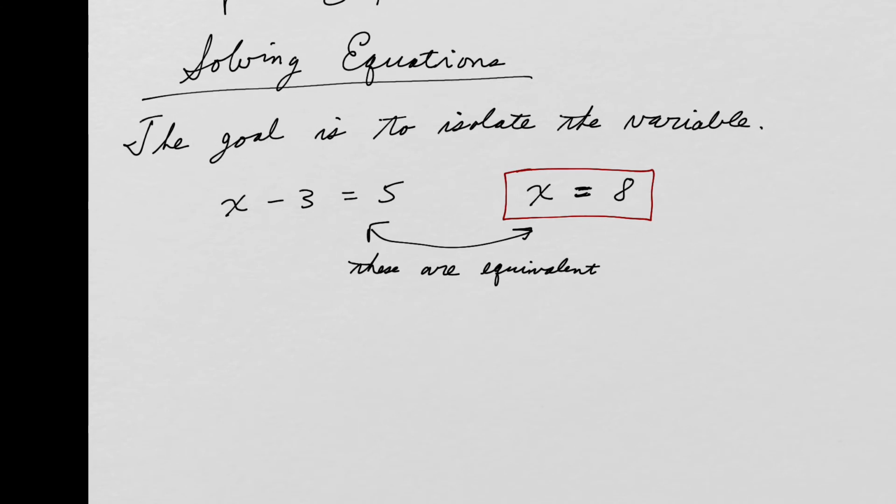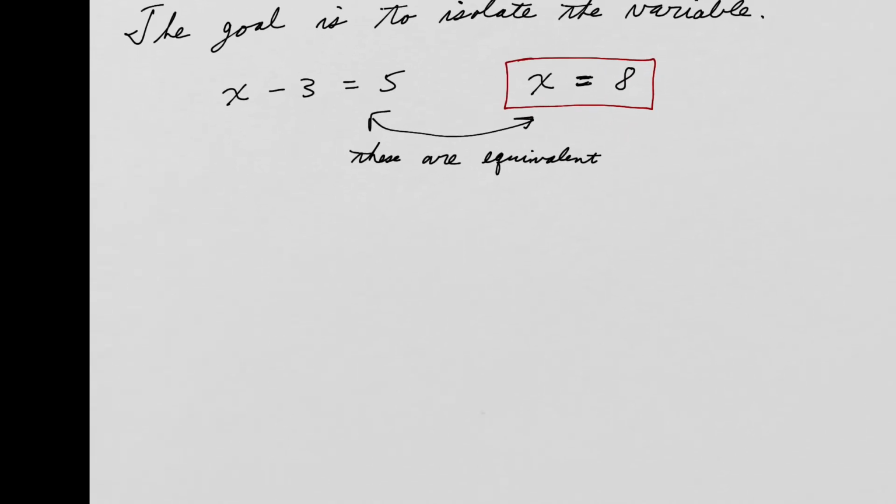Okay, so how do we do that? How do we isolate the variable? Well, it turns out that we can add or subtract a constant from both sides of the equation as long as we do it to both sides of the equation. So if I have an equation I want to solve, say x plus 19 is equal to 21. I want to solve that for x, right? I have 19 added to x.